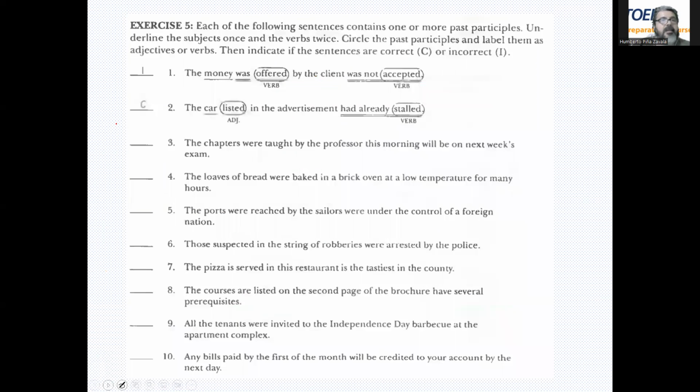Right? Okay. So here we've got this exercise. Each of the following sentences contains one or more past participles. Underline the subject once, the verbs twice. Circle the past participles, label them as either an adjective or a verb, then indicate if the sentences are correct or incorrect. All right, number one: the money was offered by the client was not accepted.